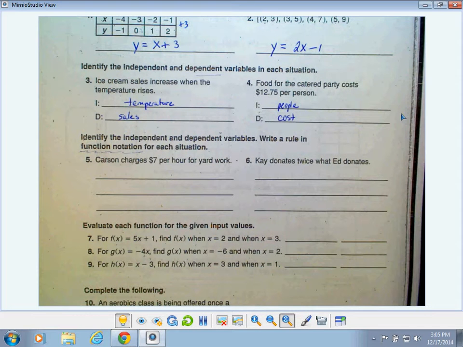Imagine if that was a wedding. Weddings cost more because there could be more people.